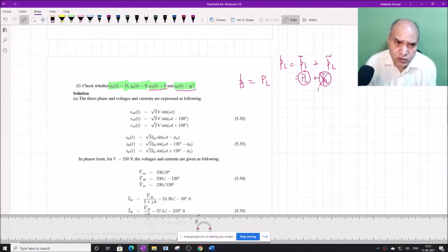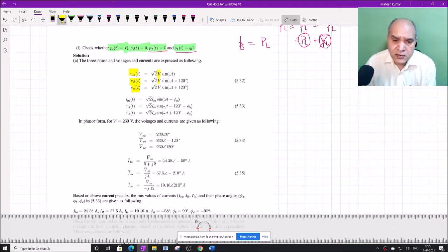So what we are given are these voltages, VSA, VSB, VSC. We can transform them into time domain quantities because we know the RMS value. We can substitute here, and then we can find ILA, ILB, ILC by dividing the voltage by the impedance in the phasor domain. So this is VSA in the phasor domain, and this is the impedance for phase A, for B, for phase C, and accordingly we have the currents ILA, ILB, ILC, which are given here: 24.38 angle minus 58 amperes, this is 57.5, this is 19.16.